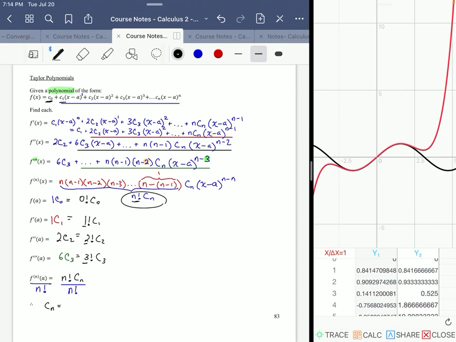C sub n, any of the coefficients, would be 1 over n factorial times the nth derivative evaluated at x equals a. So now we have a rule. We have something to work off of.